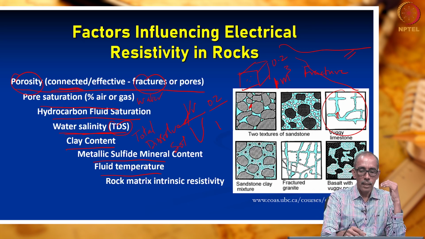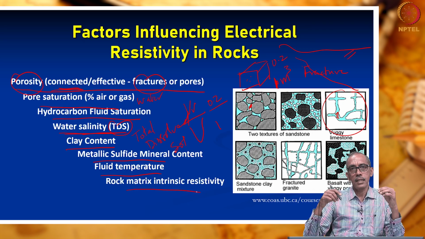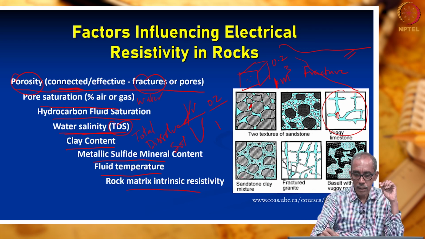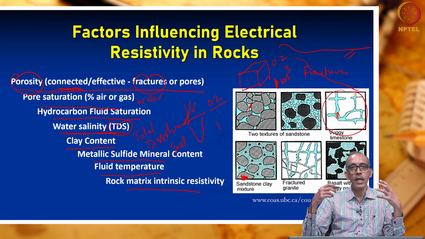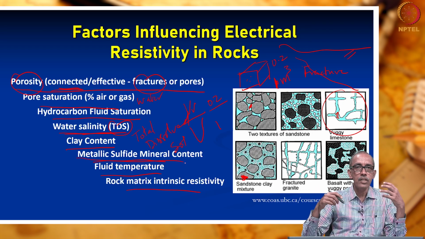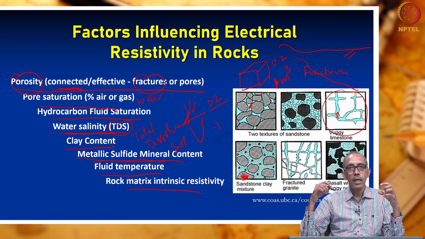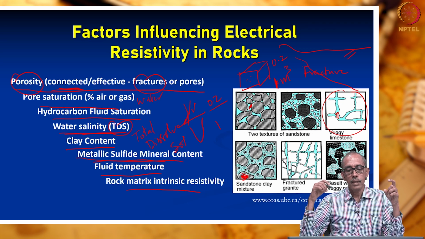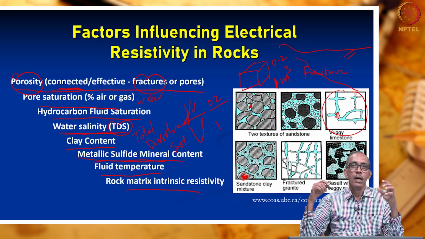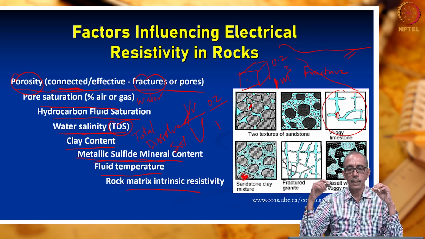Then lastly, the rock matrix itself. The small matrix here is a formation. This matrix itself will offer some resistance, isn't it? That is why we have seen metals offer low resistance. Here you have a quartz sand. Quartz is very resistant, highly resistive. So the intrinsic resistivity of the material also controls the measured resistivity. So all these factors influence the resistivity which we are going to measure.